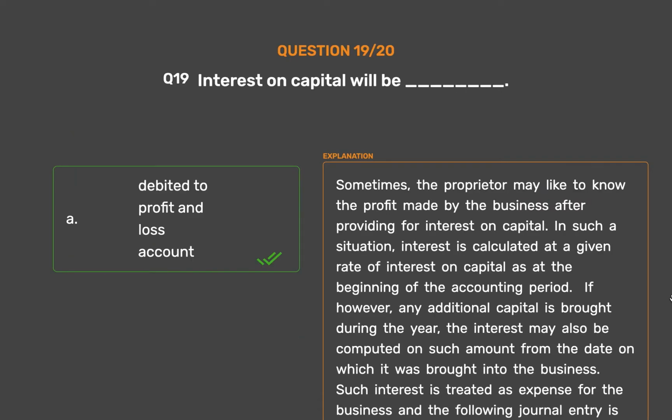Sometimes, the proprietor may like to know the profit made by the business after providing for interest on capital. In such a situation, interest is calculated at a given rate of interest on capital as at the beginning of the accounting period. If, however, any additional capital is brought during the year, the interest may also be computed on such amount from the date on which it was brought into the business. Such interest is treated as an expense for the business and the following journal entry is recorded in the books of accounts: interest on capital A/c debit. In the final accounts, it is shown as an expense on the debit side of the profit and loss account and added to capital in the balance sheet.